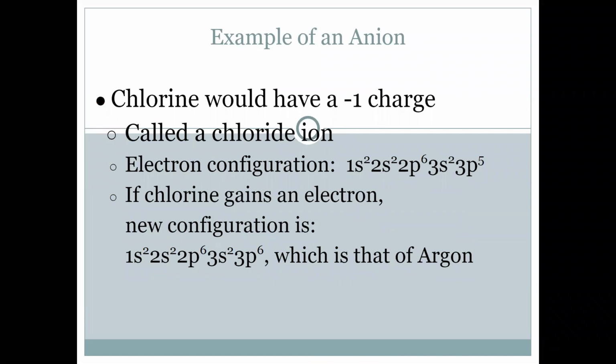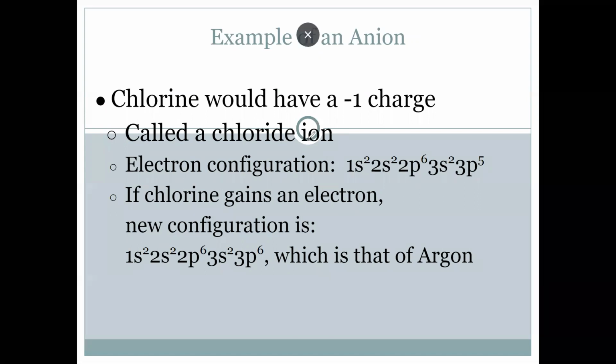Here's an example going off of chlorine once again, but expanding that explanation a little bit. Chlorine is in group 17 and it's going to have a -1 charge. That is a chloride ion, okay? Instead of saying chlorine ion, we call it a chloride ion. Its electron configuration in neutral state is 1s2, 2s2, 2p6, 3s2, 3p5.